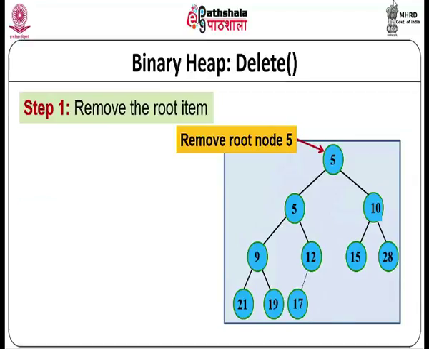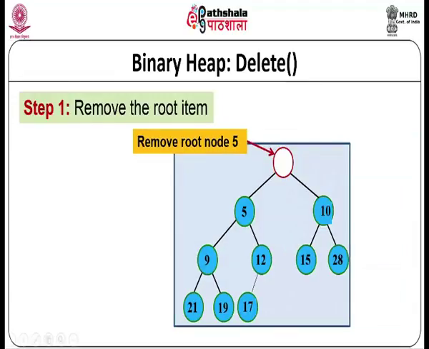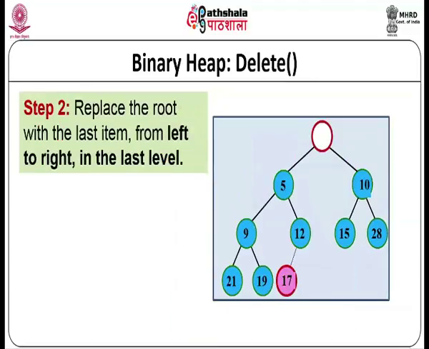Now, suppose I want to delete a node. We want to remove the root node. So, we have to remove the root node 5. The first step is to remove the root node. So, we do that. Now, what we have to know is which node has to come up and occupy the root position. So, the second step is to replace the root with the last item from left to right in the last level. What you have to do now: the last item in the last level is 17.